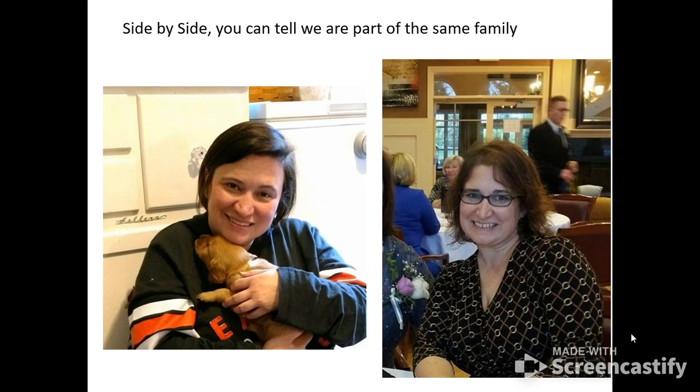If you look closely, we both have brown hair, we both have brown eyes, we both have very similar noses, but if you look at us again, you can tell that we're not the same person. For instance, even though we both have brown hair, my hair is a little darker than hers. She's wearing glasses. I don't have glasses. She's got a kind of different smile than I have.